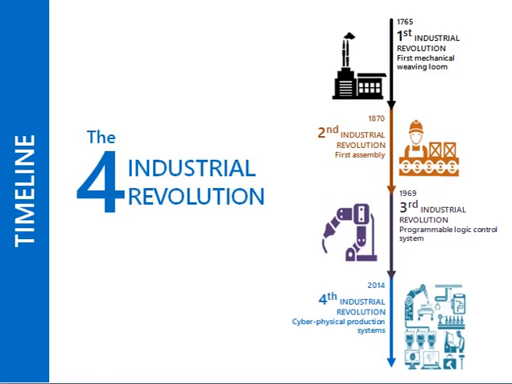Then the third revolution took place during 1969. At that time we implemented one more concept called the programmable logic controller, and CNC systems, using computers to perform the manufacturing system. Everything was involved in this industrial revolution. And in the fourth industrial revolution, we will be taking the new advanced technology. In the 20th century, we will be taking cyber-physical production systems, which are implemented for the manufacturing process.